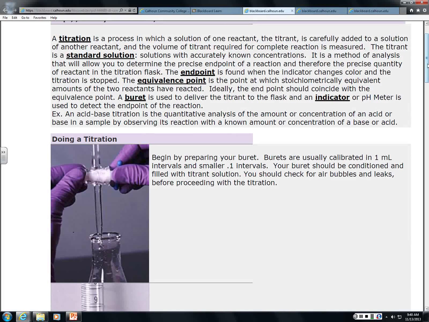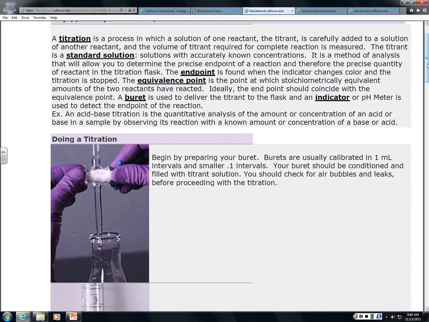However, if you went too far and you got fuchsia, then you went past your end point, right? So you went past the equivalence point. The burette is what we use to deliver the titrant. We have an indicator, or we could use a pH meter. In Chem 2, we have pH meters hooked to our computers, but we don't have enough for everybody to use one. We put the pH meter down into the solution, and then we read it from the computer. So you can also use a pH meter as well.